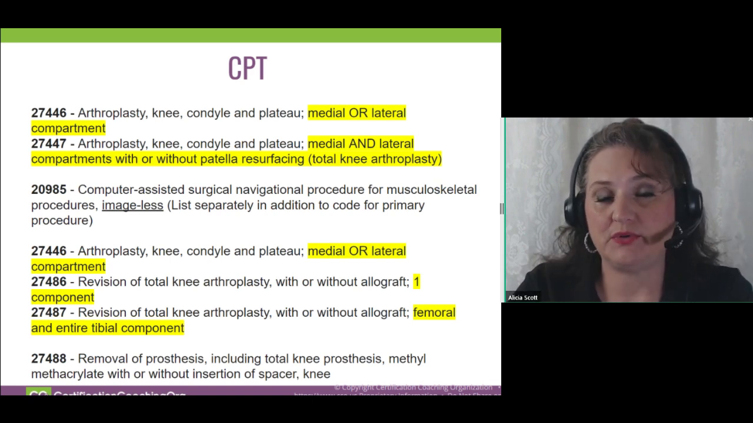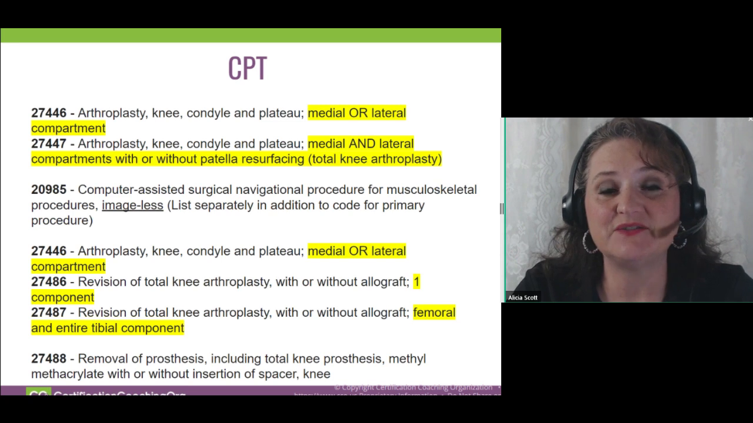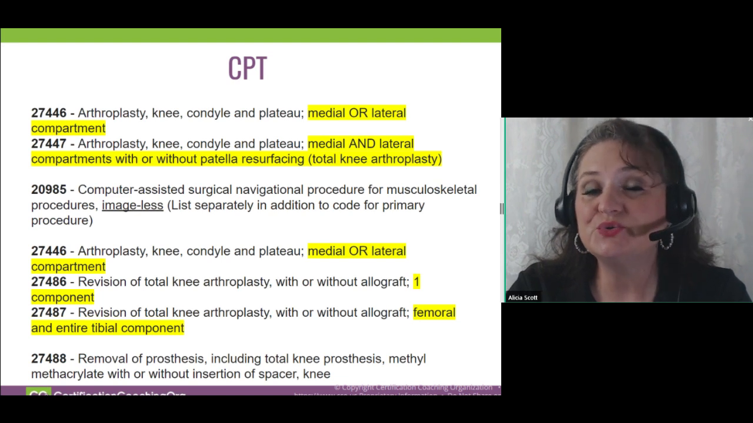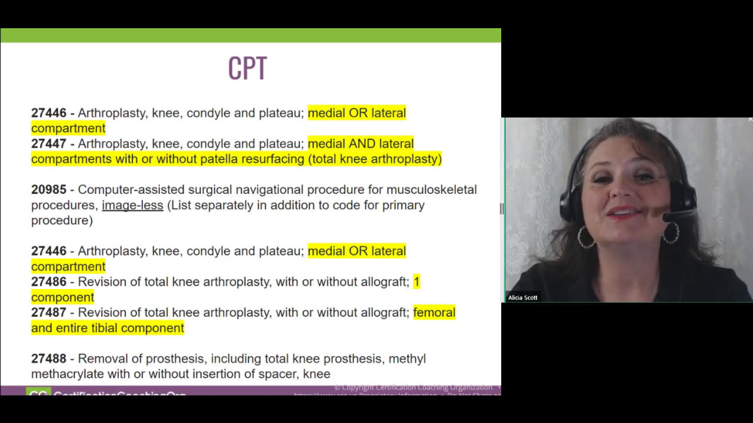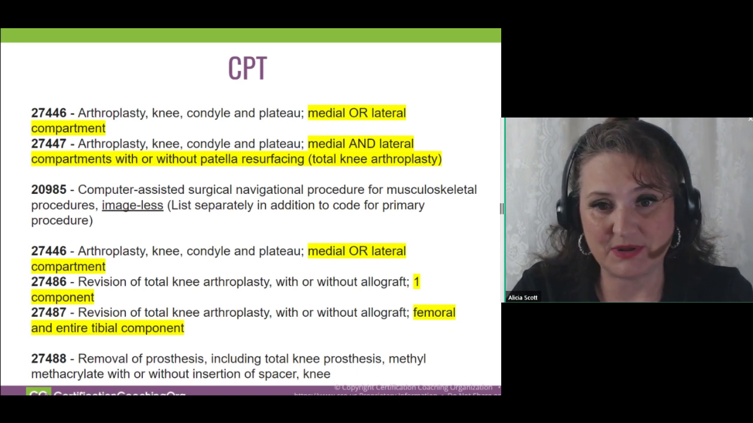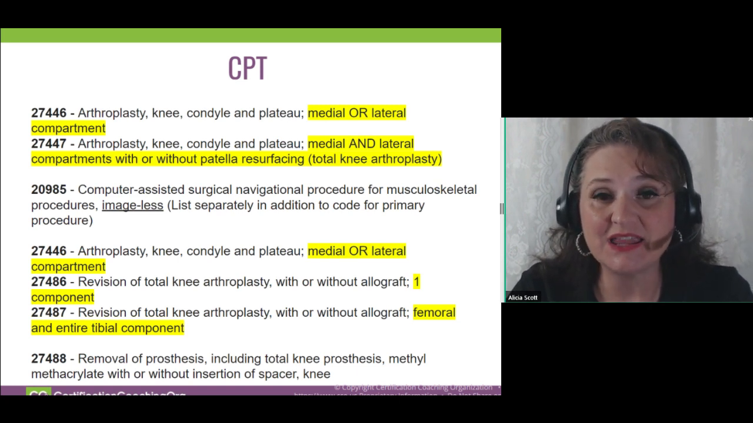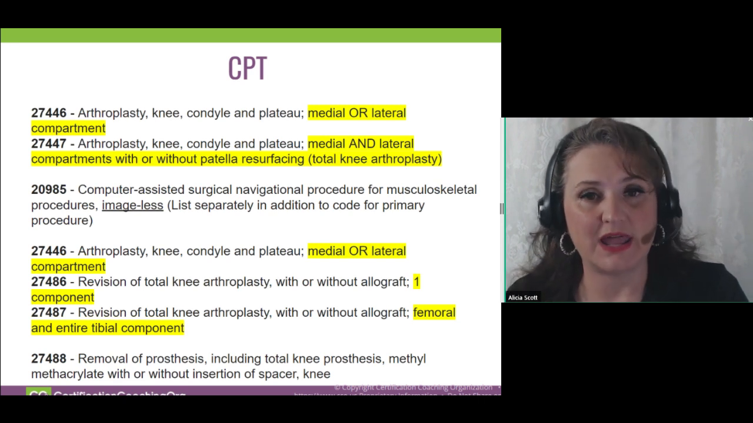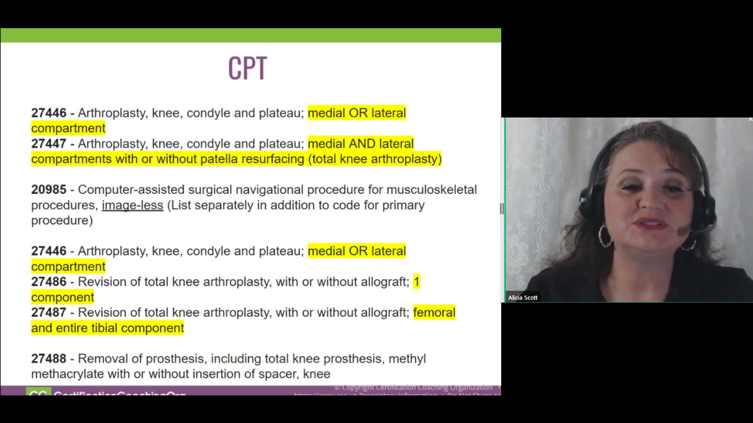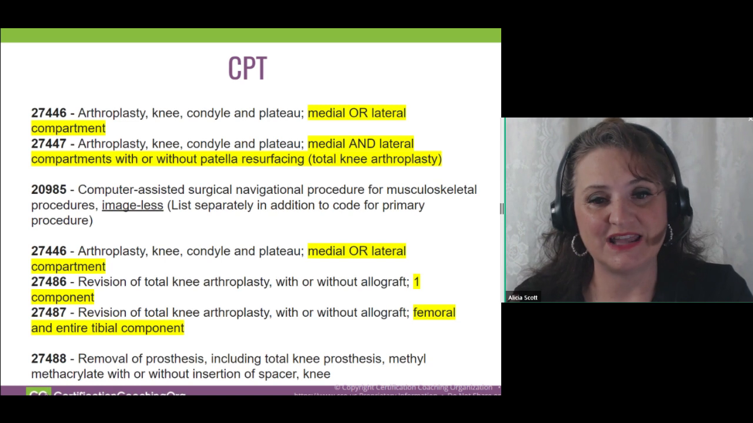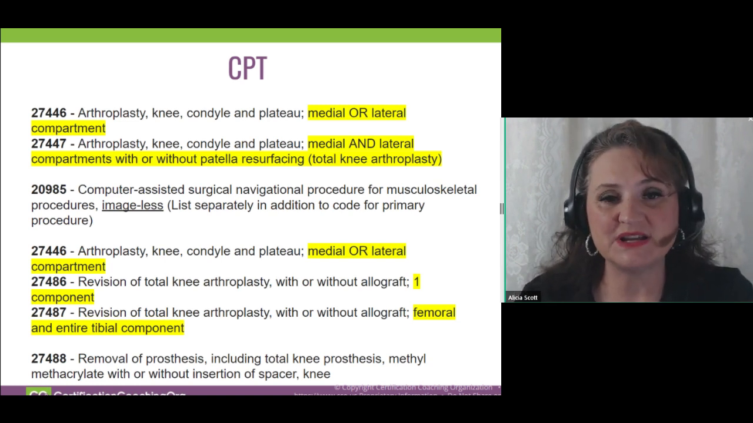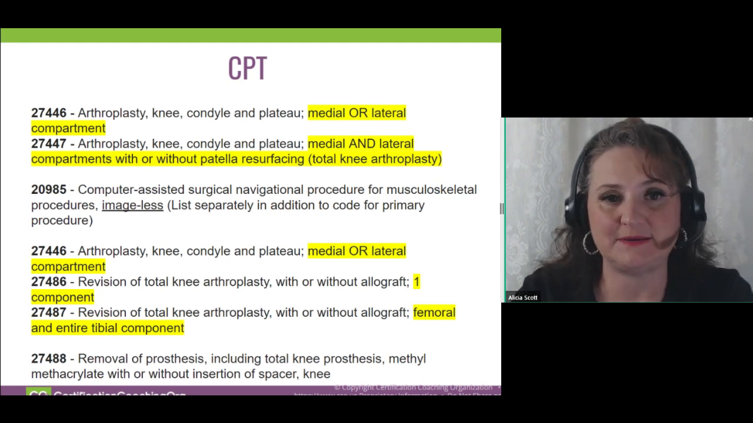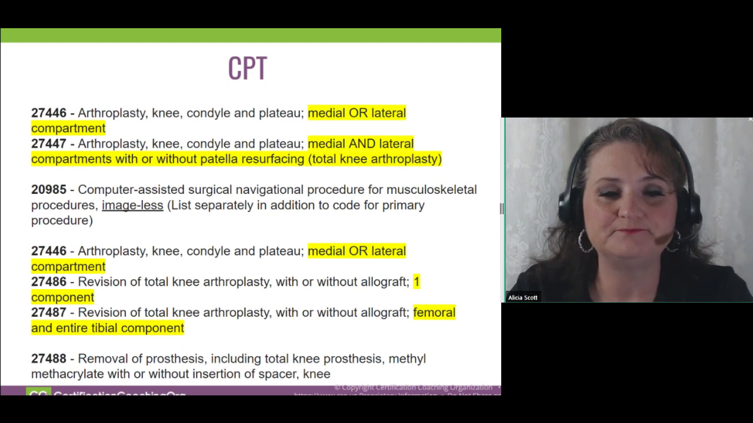If you do both, the total knee, it would be 27447. And again, notice that the verbiage is all the same up to the semicolon. Then it says medial and lateral compartment. So that's why that's highlighted. You have to see that 27446 says medial or lateral partial. 27447 is medial and lateral compartments with or without patella resurfacing, so we don't have to worry about that. This is considered a total knee arthroplasty. So if you do a total knee, that's your code.